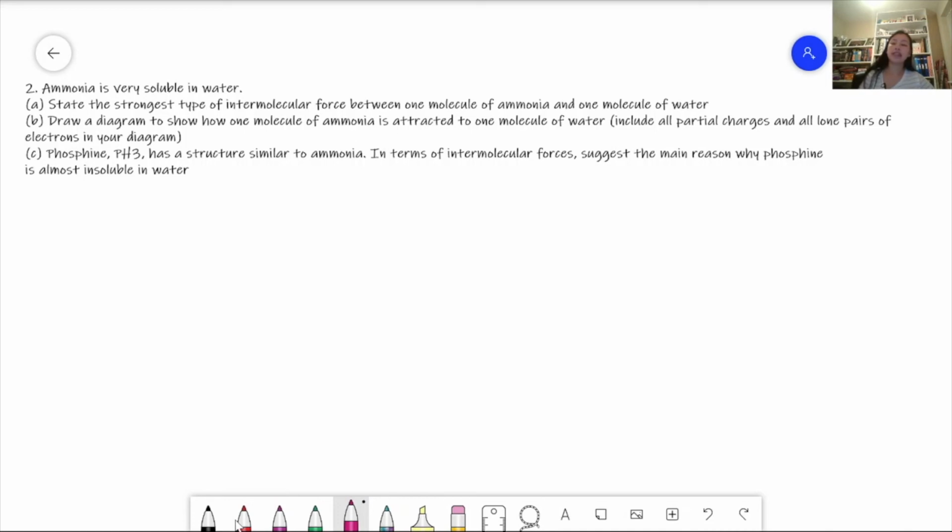So ammonia is very soluble in water. State the strongest type of intermolecular force between 1 molecule of ammonia and 1 molecule of water. Draw a diagram to show how 1 molecule of ammonia is attracted to 1 molecule of water, including partial charges and all lone pairs. And phosphine has a structure similar to ammonia in terms of intermolecular forces, suggest the main reason why phosphine is almost insoluble in water.